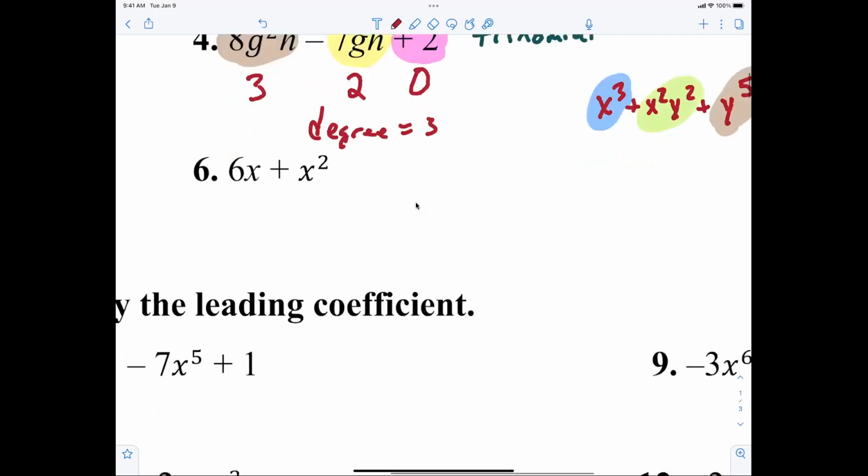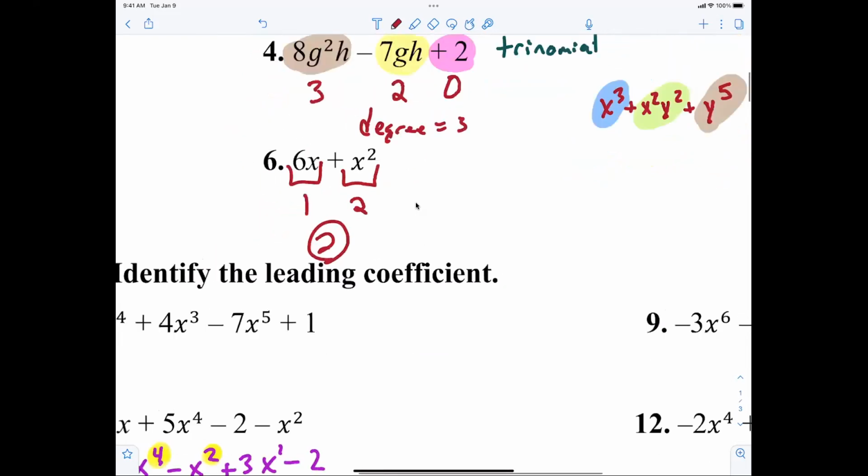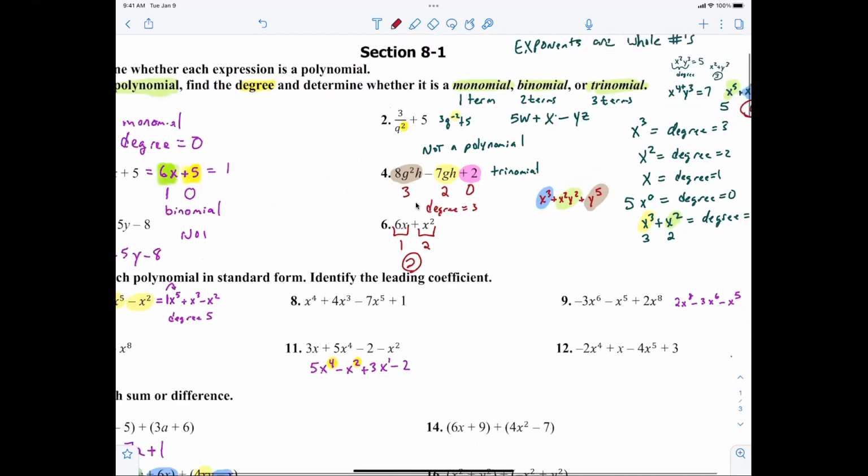All right, now I'm looking at number 6. What's the degree of this? 1. What's the degree of this? 2. What's the overall degree? 2. There you have it. Everybody happy with that?